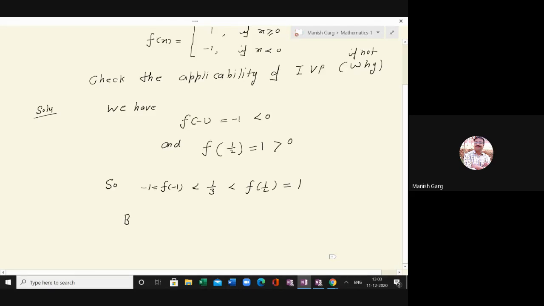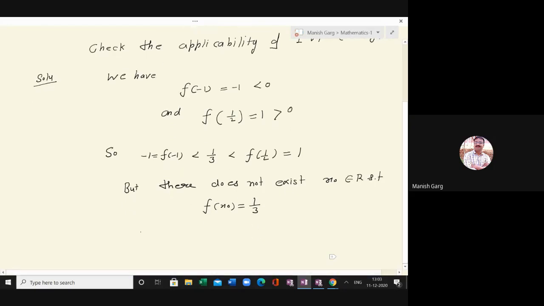But there does not exist x naught in R such that the value of f(x naught) is 1 by 3. That means IVP is not applicable. It does not satisfy IVP. IVP is not satisfied.